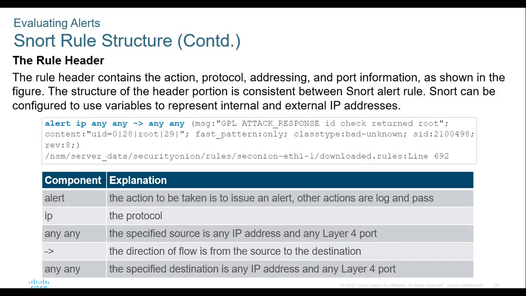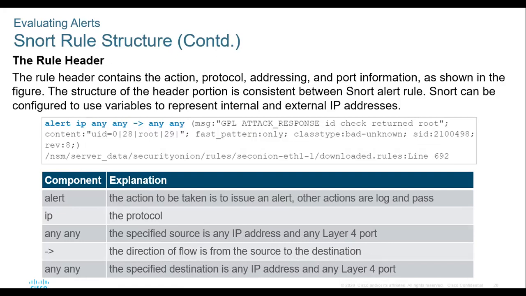So, component explanation. When you have an alert, that's when it is written alert in the message. What it means is the action to be taken is to issue an alert. Other actions are log and pass. So it's not only alert you may see; in some cases, you see log and pass. Then IP, this is the protocol. The specified source is any IP address and any layer 4 port.